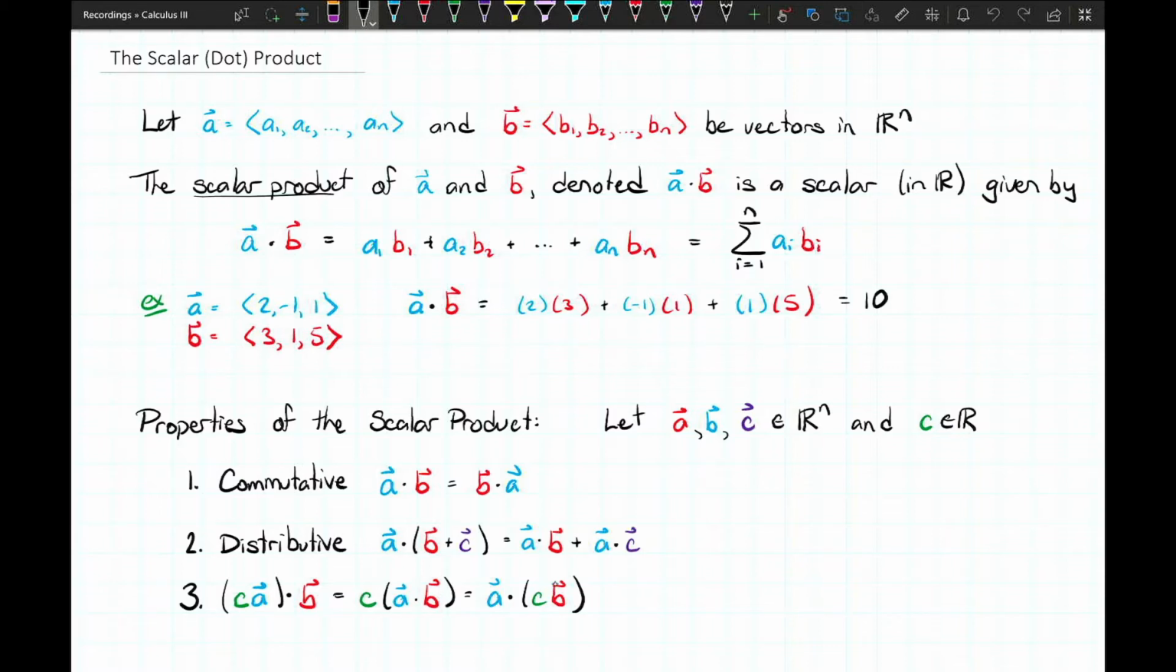Or we could also do a scalar multiple of b, and then take the dot product, a dot cb, and all three of those will give us the same result.